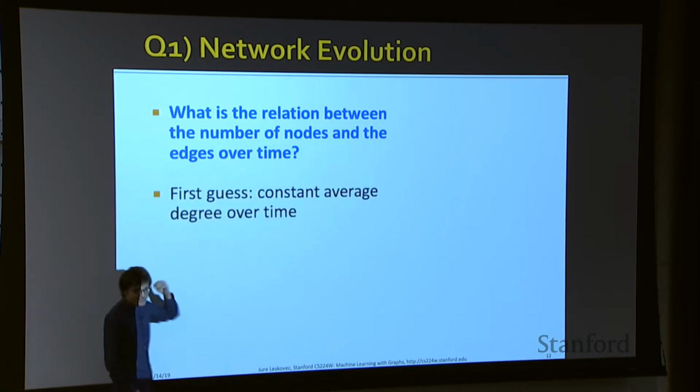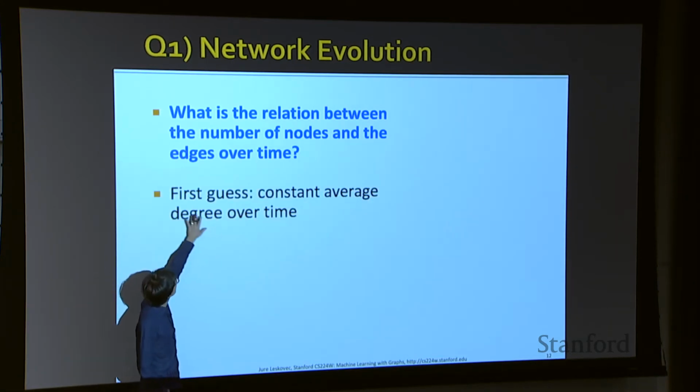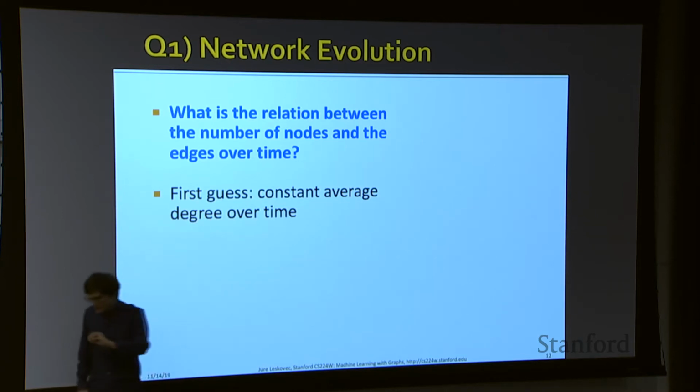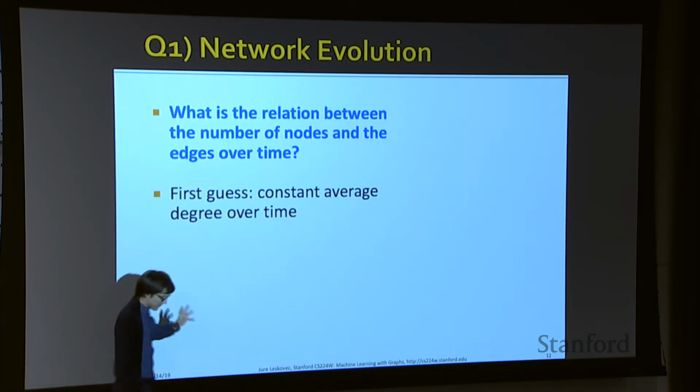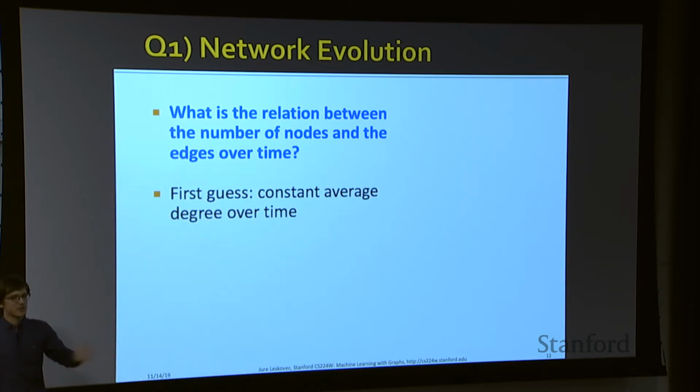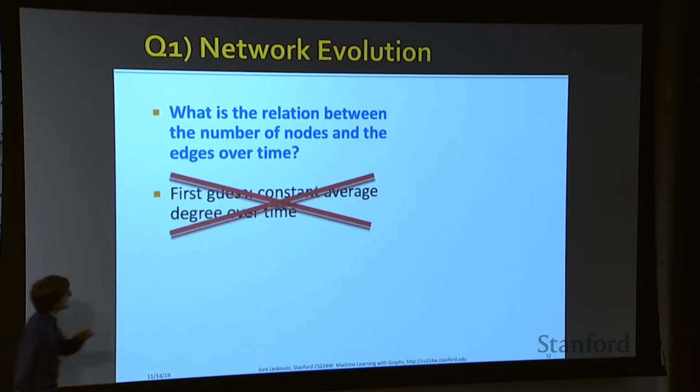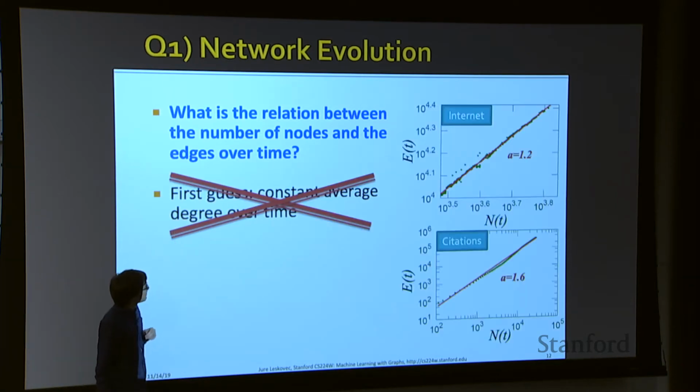And the first guess, and what was in the literature at that time, was this hypothesis of a constant average degree over time, right? So basically, every person has 10 friends. So if the number of people doubles, the number of edges doubles, but the average degree remains constant over time. As I said, this is not what you see in empirical data.